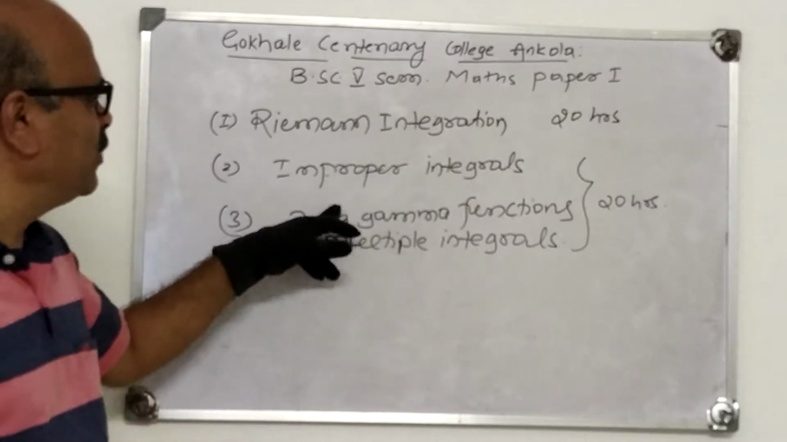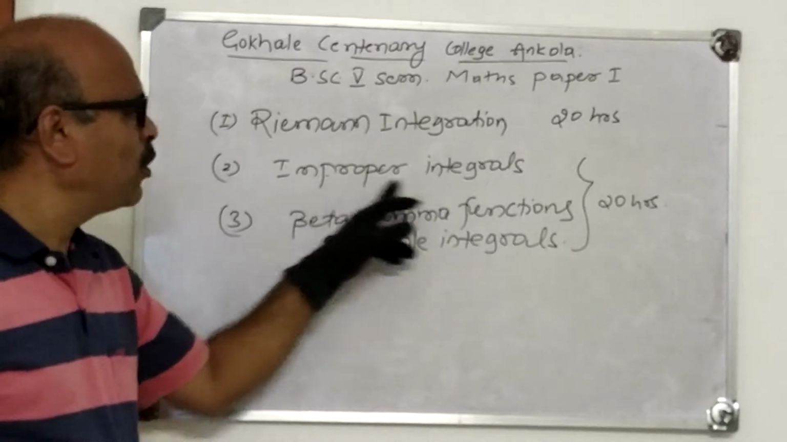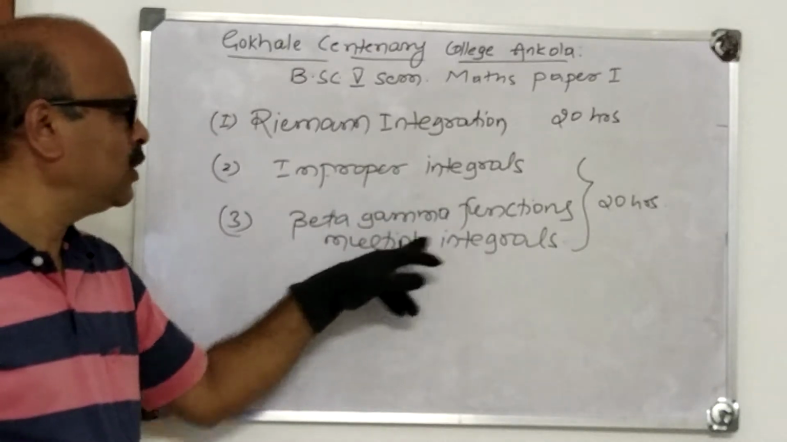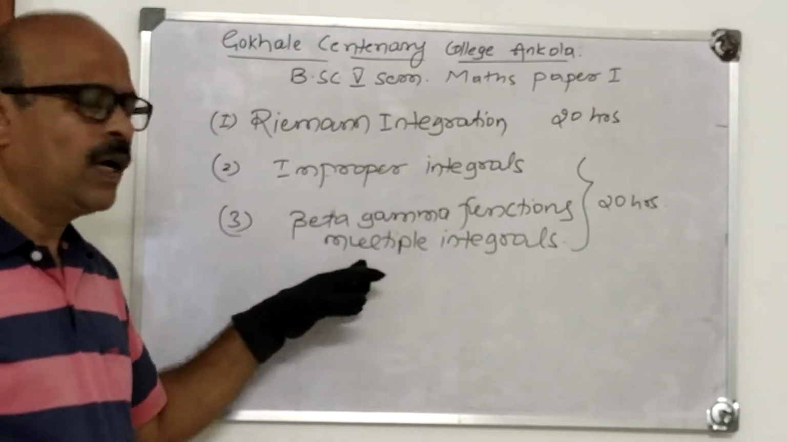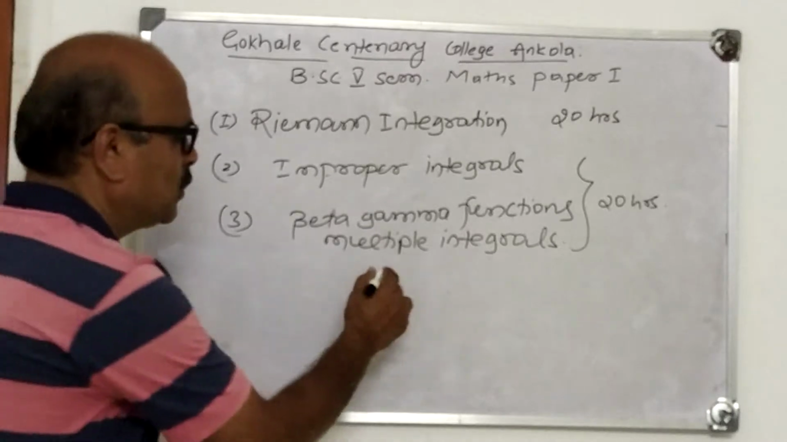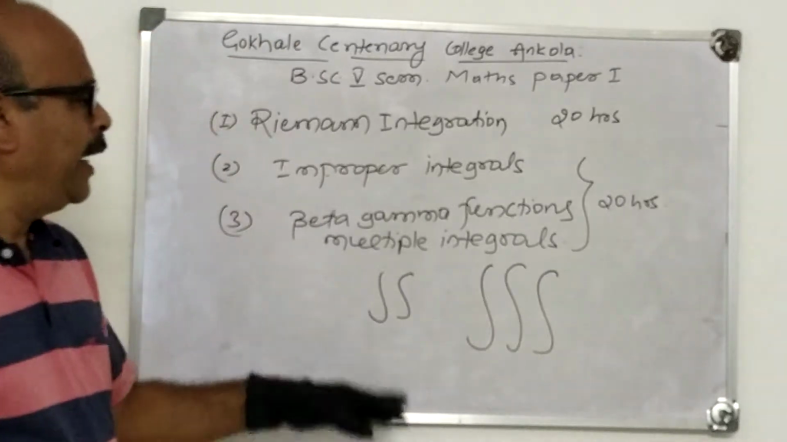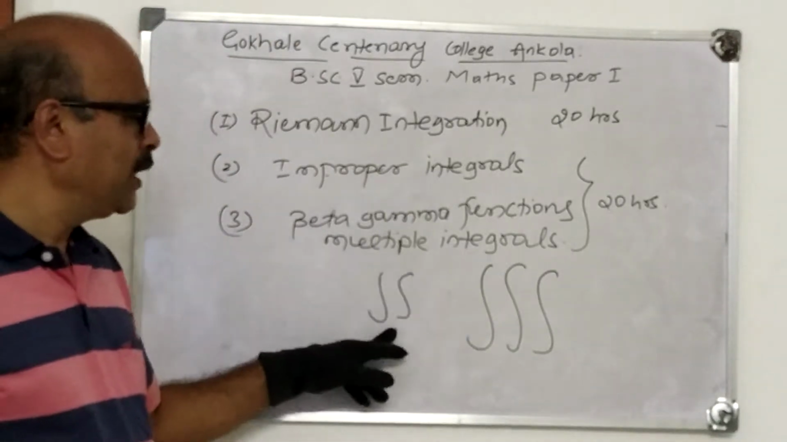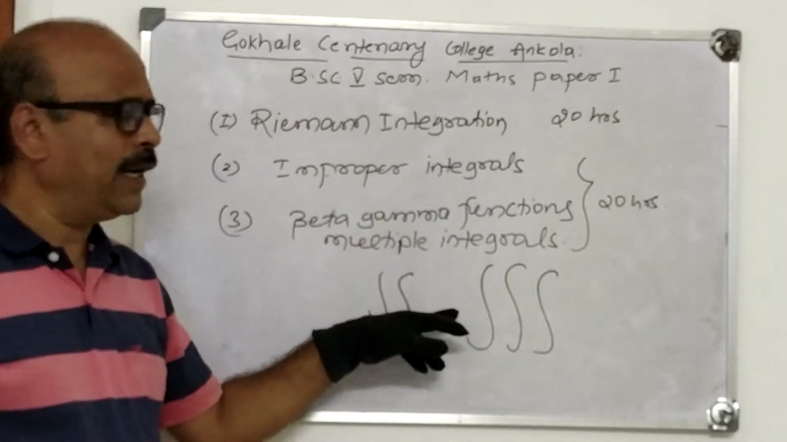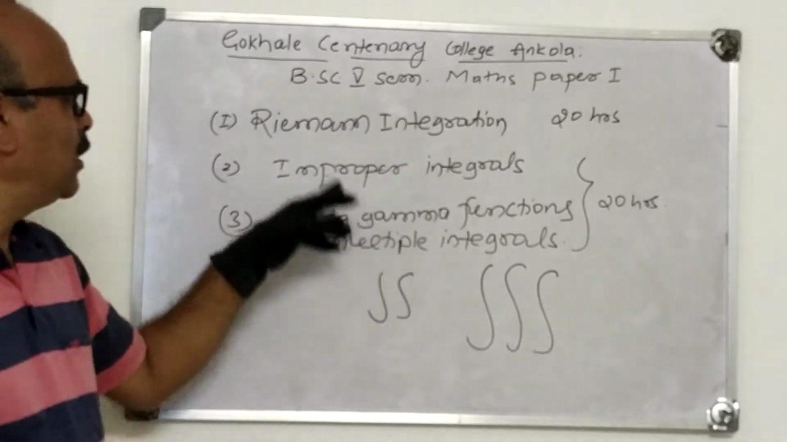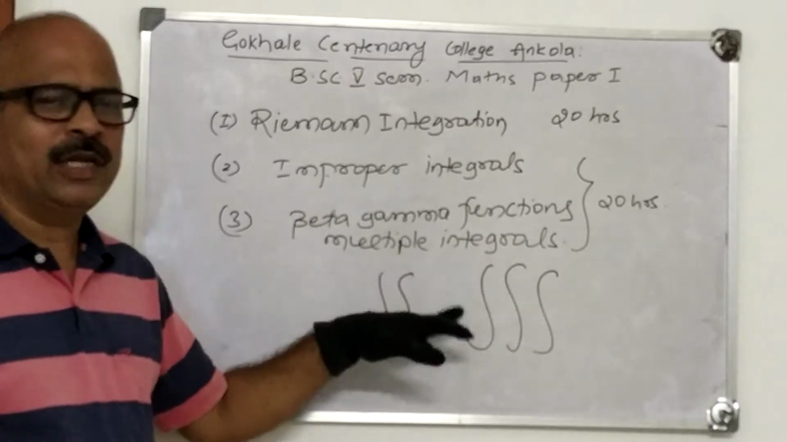Now, improper integrals means it is the extension of the study of Riemann integration. Beta gamma functions are also improper integrals. There are 2 types of improper integrals. Multiple integrals means you are supposed to study double integrals and triple integrals: how to evaluate double and triple integrals, and what are the applications of these. Briefly, I can say that the syllabus is only this much: Riemann integration, improper integrals, beta gamma functions, multiple integrals. First paper.